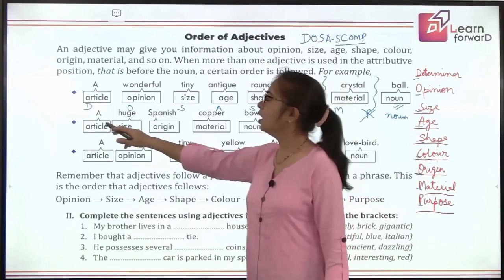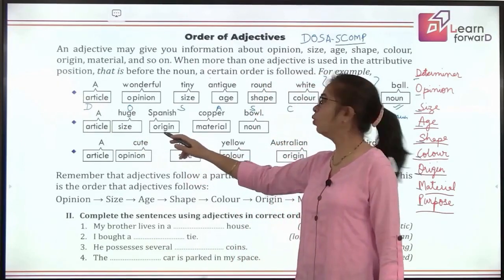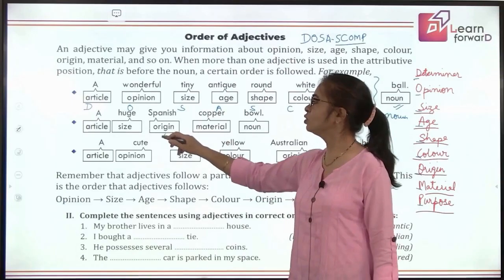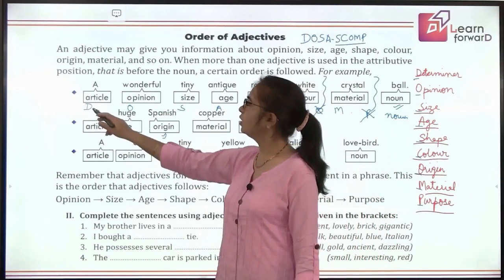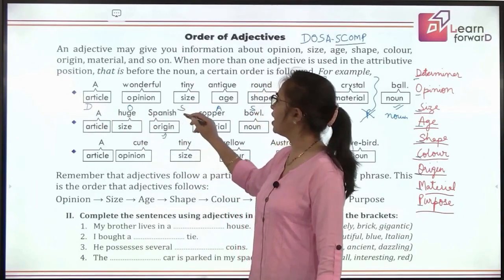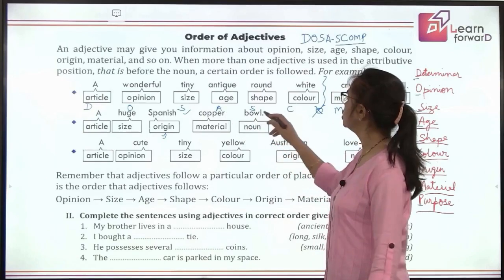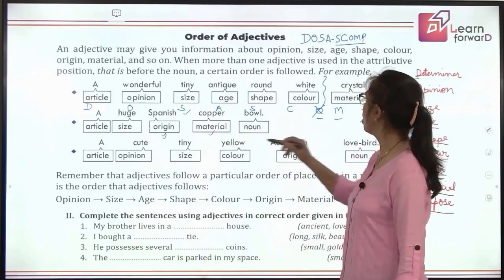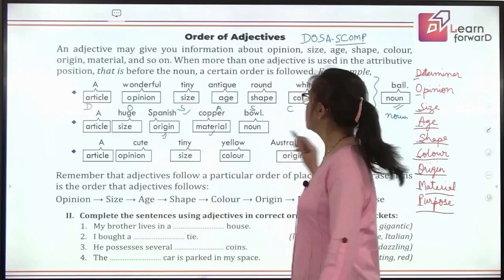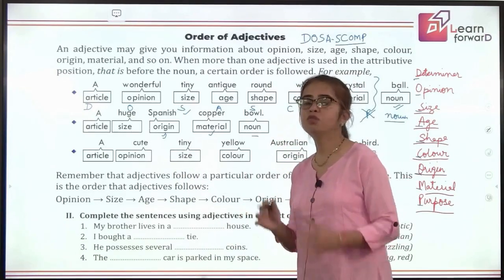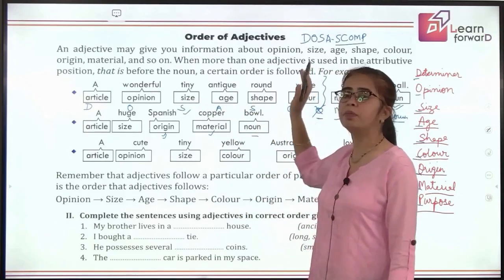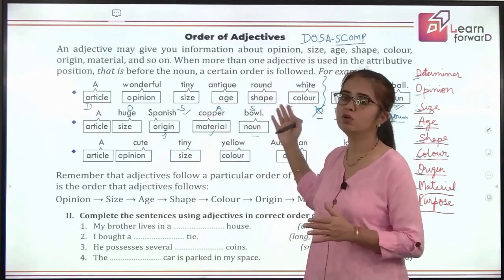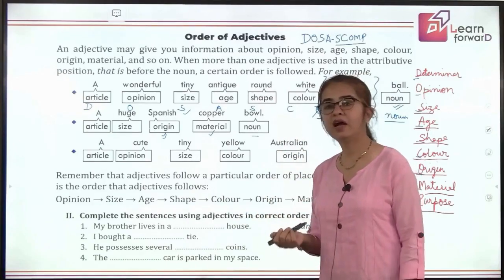Let's see another one. Huge is size, Spanish is origin, and then the material is copper. Now what you see, before material we have used origin, all others are not here. After the determiner, we do not have the opinion here, we have the size. Then nothing concerned with age or shape or color. Then we got the origin here, which is Spanish. Then we have the material, which is copper. And again, the purpose is not given. So we can have the noun after this. What we mean to say is, not all the dosa scomp features will be there in the adjectives given. There can be any number of adjectives, but you have to follow this order. I hope this is clear to you.